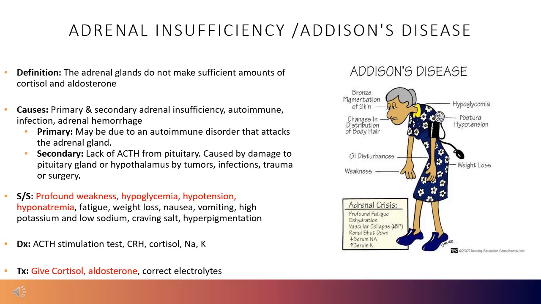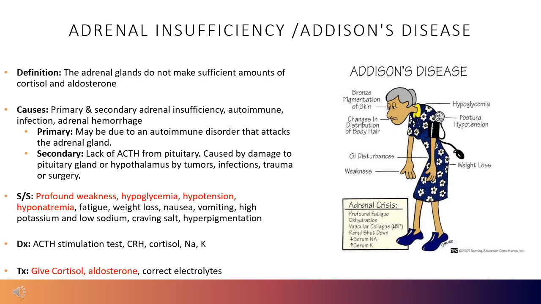Your aldosterone helps the body hold on to sodium and water, and that's part of your RAS system, so it's definitely important. And so when both of those are low, your body can't maintain a blood pressure, a blood sugar, or fluid balance. So with this one as well, there's going to be a primary and a secondary.